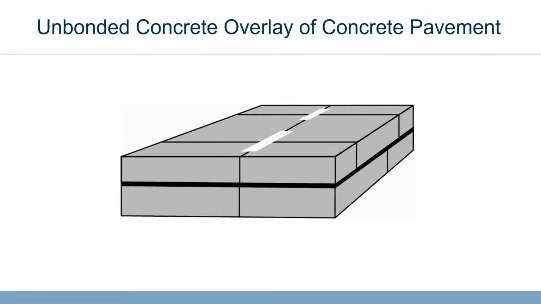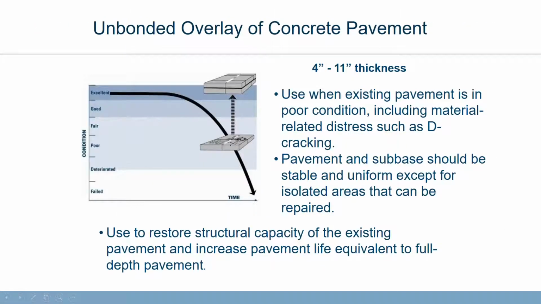Finally, in the first section here this morning, I want to talk just a bit about unbonded concrete overlays of concrete pavements. It's our final application today, and then we'll get into some of the selection processes. Unbonded concrete of concrete pavement is 4 to 11 inches. Typically, it's used when existing pavement is in poor condition, including materials related to stress such as decracking.